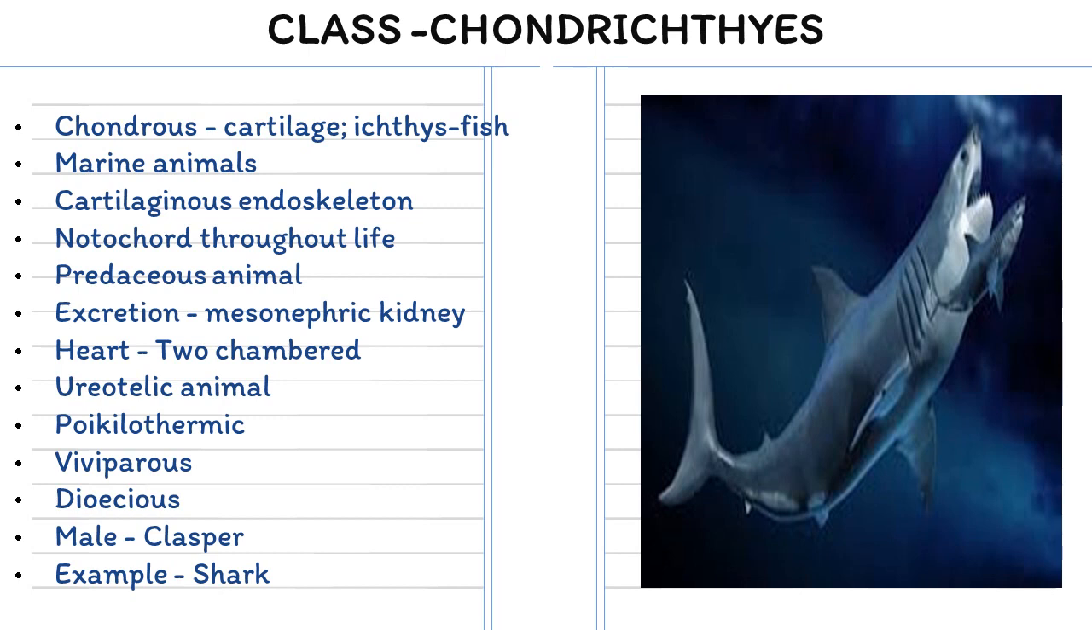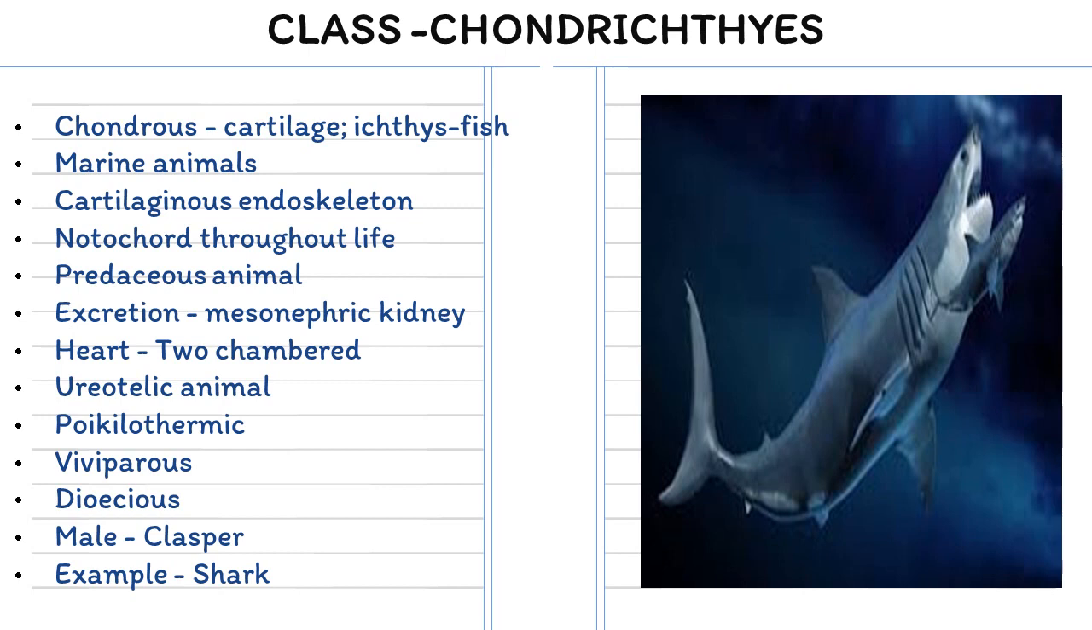And next one, cartilaginous endoskeleton. What does endoskeleton mean? The skeleton which is present inside, we can say it's an endoskeleton. It is a cartilaginous form, right? And the notochord is present throughout life. So it will not be converted into a vertebral column. It will remain as a notochord. The notochord is present throughout life, right?